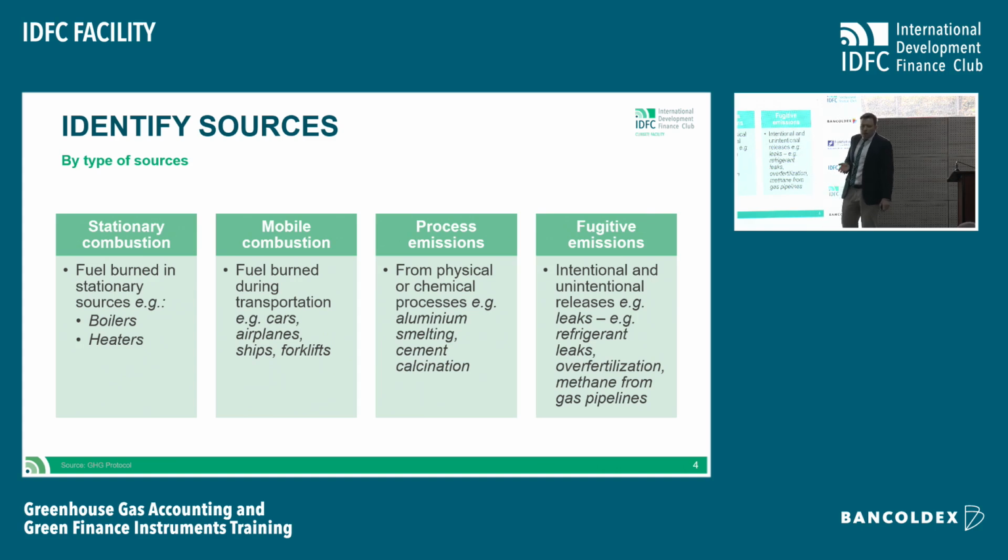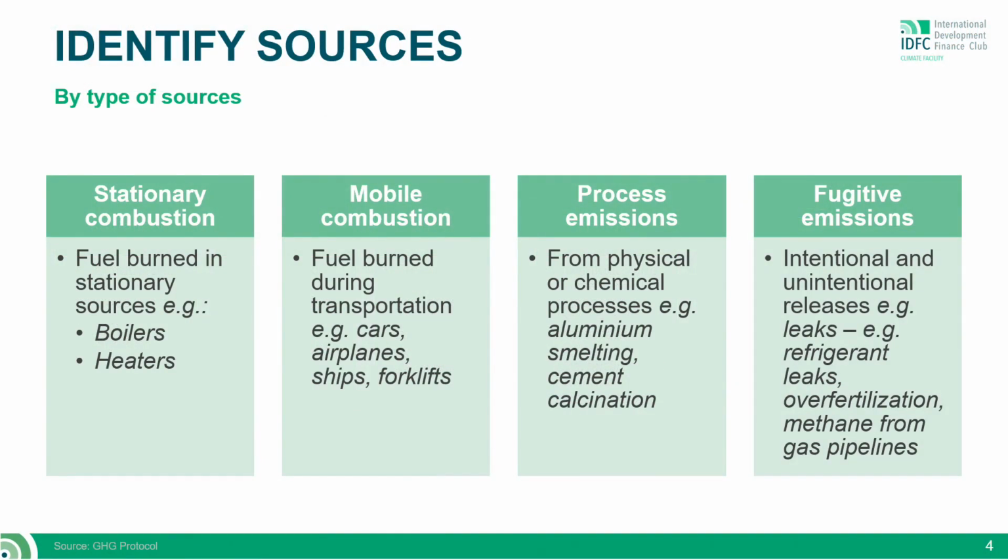What are the typical sources in a company? Anything that is connected with combustion of fossil fuels, so stationary combustion, it would be boilers, heaters, and so on. Mobile combustion, it's connected with transportation, typically cars, airplanes, ships, buses, forklifts. Process emissions, so these are any production-related, process-related activities from production lines and so on, whether these are physical or chemical, emissions connected with chemical reactions, for example, and it can be from production of aluminium, smelting, cement calcination, from production of products you're just using, for example, electricity in the production line.